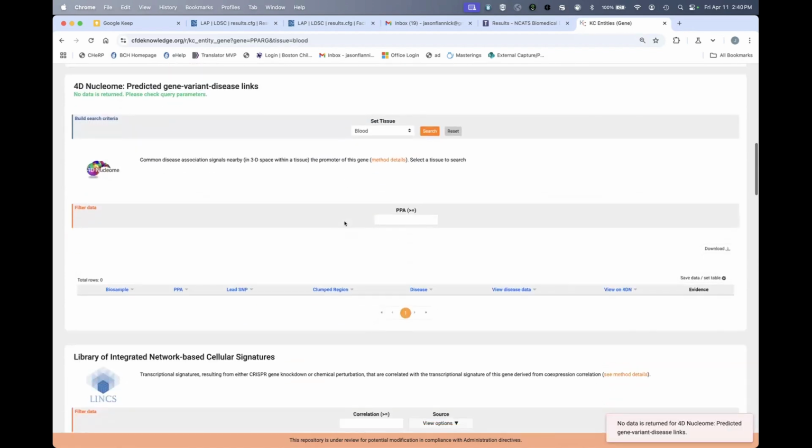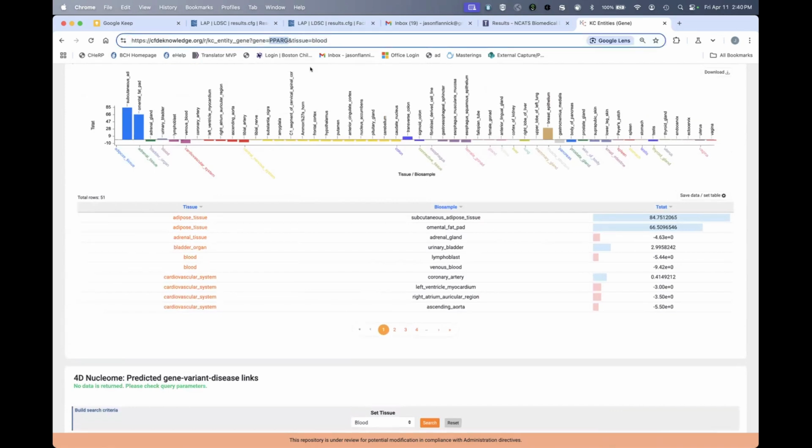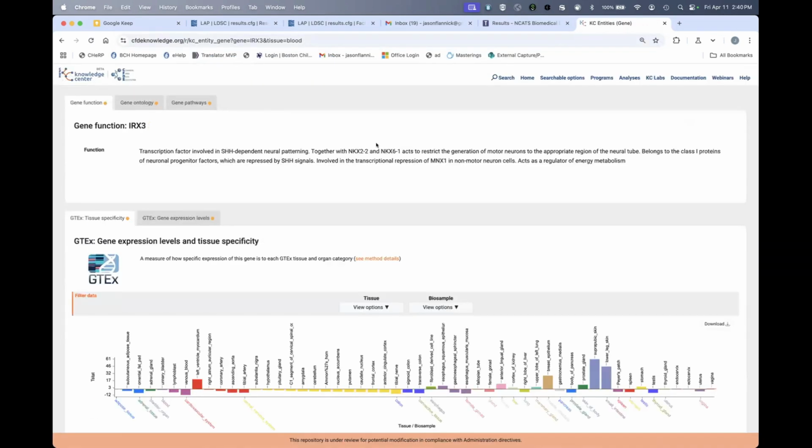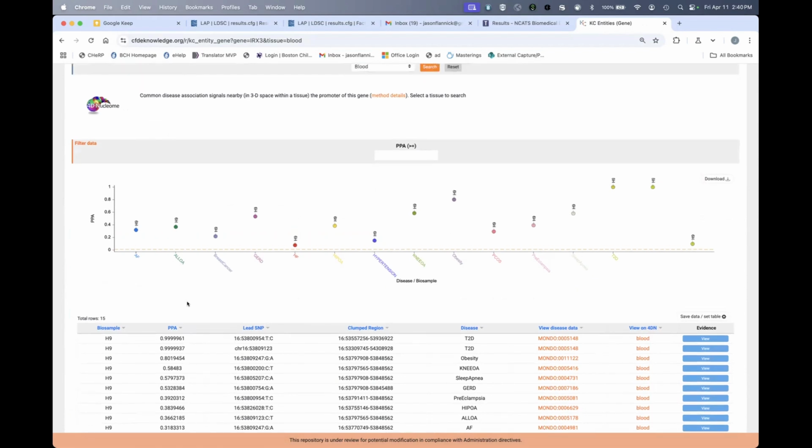Another card, which I guess doesn't have data for PPARG, but if you search for a gene like IRX3, this is an example of 4D Nucleome, which is the 3D structure of the genome across various time points. So it allows you to link faraway regions of the genome to each other. This is telling you what variants linked to IRX3 are associated with other diseases. So you kind of get the idea, right?